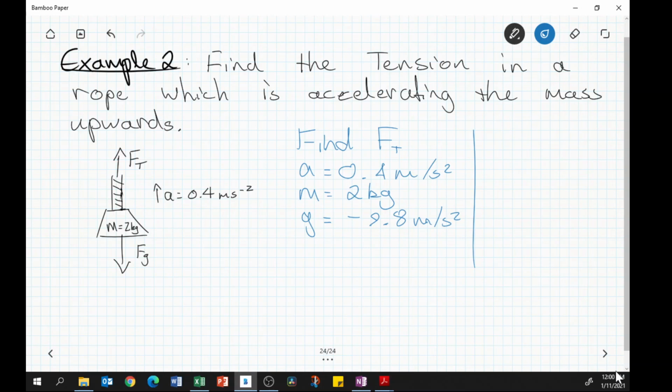Good old Newton. Second law. Newton's second law. What is it? In your formula and data book, you should be able to identify it. It's got something to do with forces and accelerations. Right, F net, F total, sum of all forces, whatever you want to do, equals what?